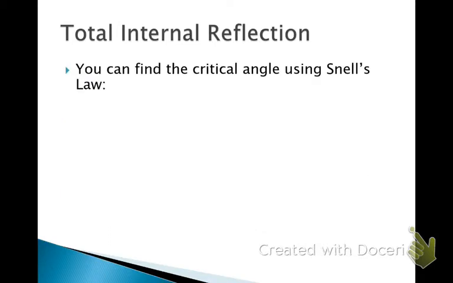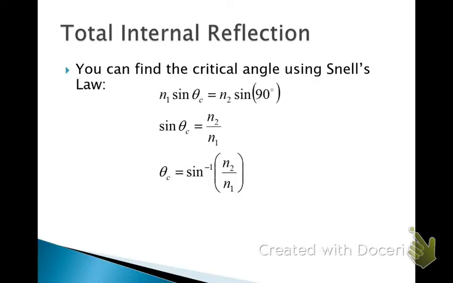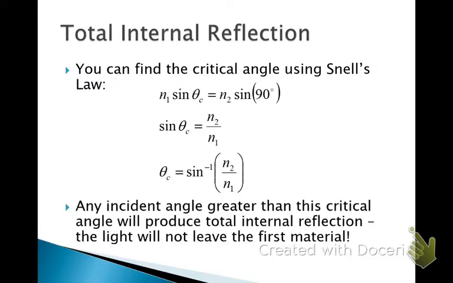So you can calculate the critical angle pretty easily using Snell's law. n1 times sine theta critical equals n2 times sine of 90 degrees. That is it. So any angle bigger than the critical angle will produce total internal reflection.